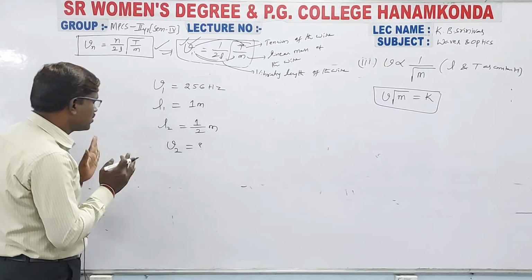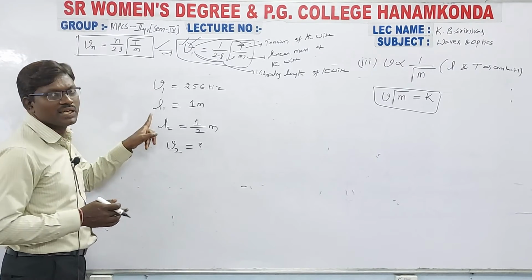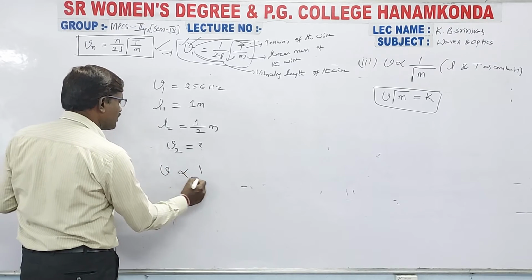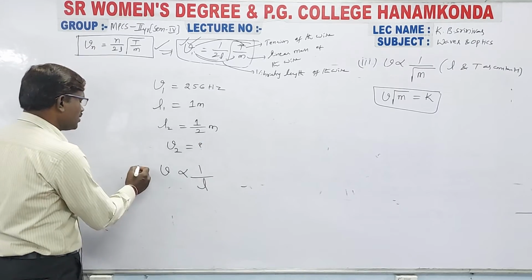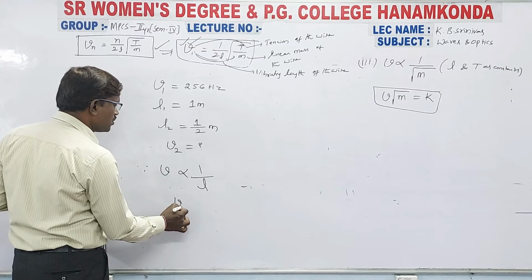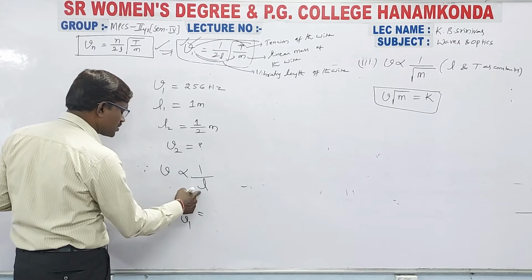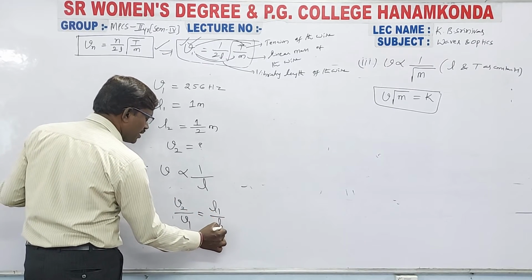Before that, we have to remember the relationship between the frequency and length of the wire. That is inversely proportional. Frequency is always inversely proportional to the length of the wire. In other words, this can also be written as nu 2 by nu 1 is equal to L1 by L2, since they are inversely proportional.